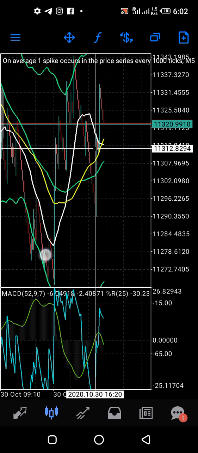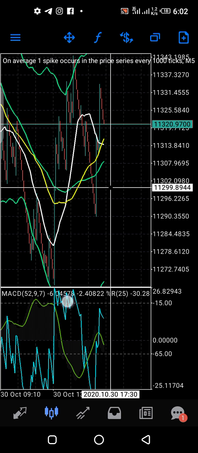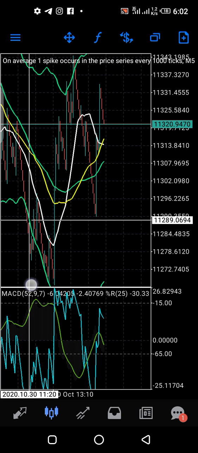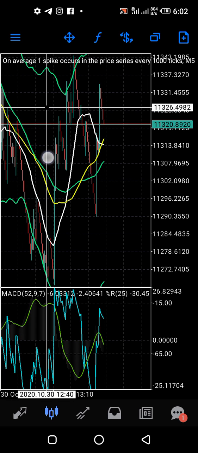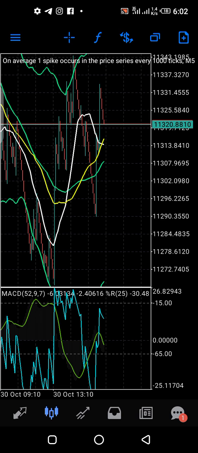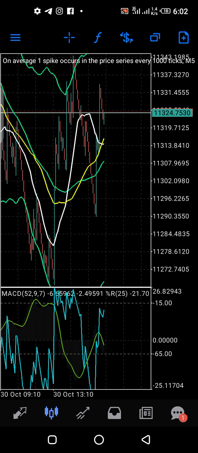This is the upper Bollinger Band. This is the middle Bollinger Band. This is the lower Bollinger Band here. That is this green one, this, and this. Now, we have successfully added the Bollinger Band.